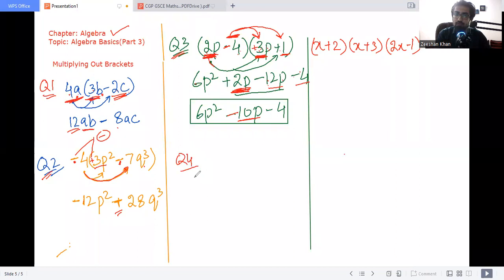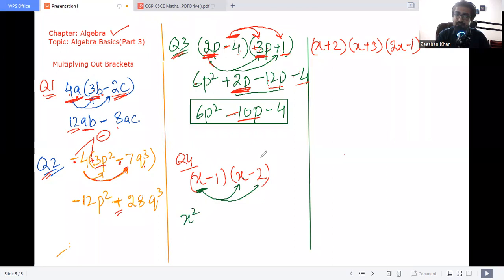Question number 4. Let's assume (x - 1) and (x - 2). These are two brackets. Now how do we multiply them? We will start with the first x. We'll multiply it with this x, and we will multiply x with 2 as well. So x times x will become x squared.